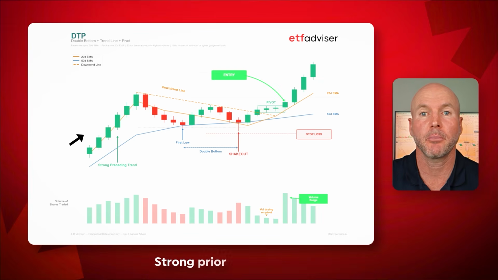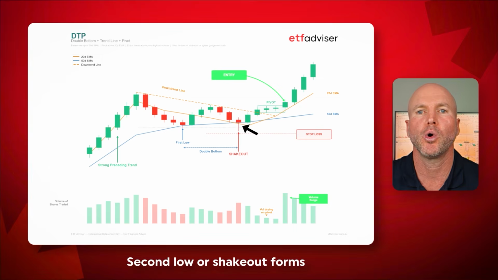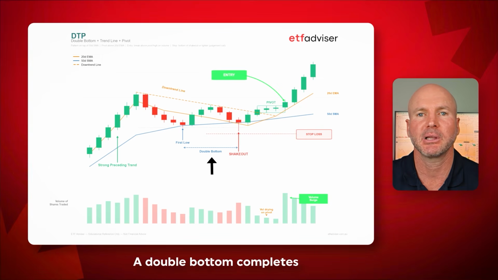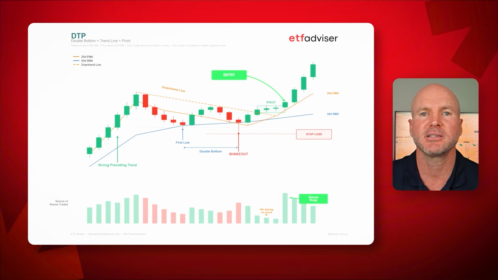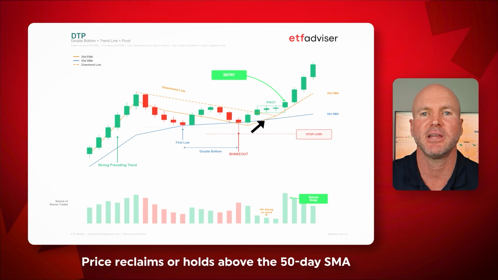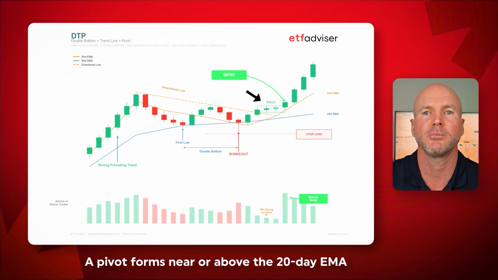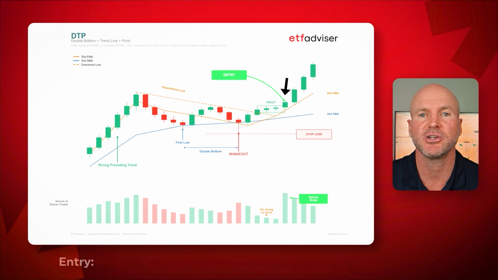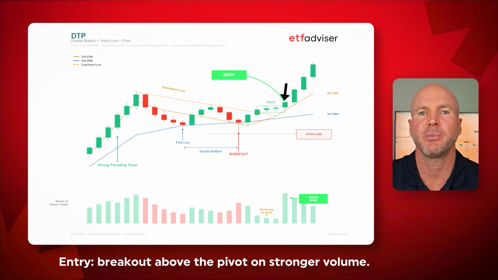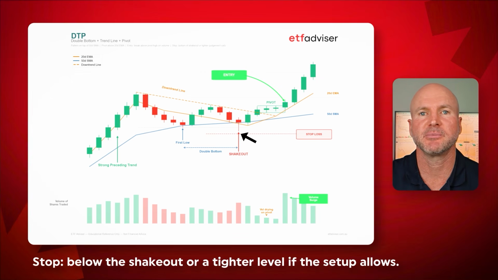What to look for? Strong prior uptrend, pullback or correction. First low forms, second low or shakeout forms, a double bottom completes, the downtrend line breaks, price reclaims or holds above the 50-day moving average, a pivot forms near or above the 20-day moving average, and your entry is the breakout above the pivot on stronger volume. Your stop is below the shakeout or a tighter level if the setup allows.